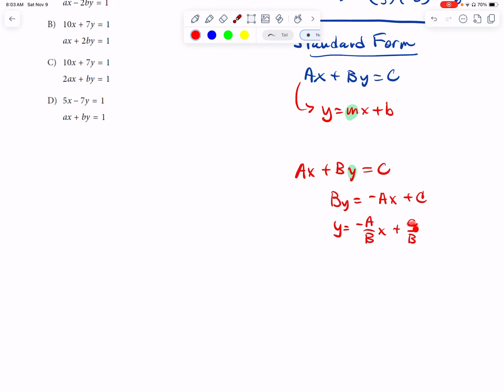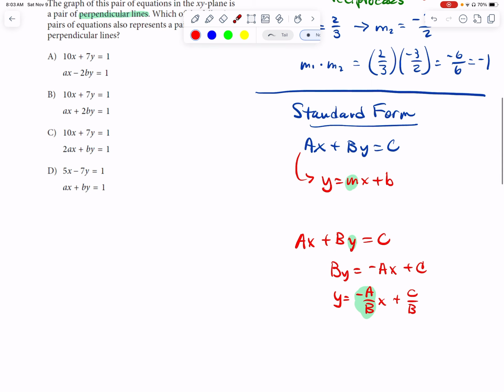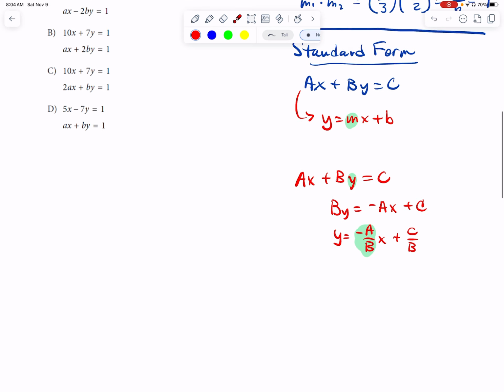And now we don't really care about this. This is the y-intercept. What we care about is our slope, and we've just revealed that slope to be negative a over b. Now, I'm not suggesting that you have this memorized: whenever I have standard form, the slope of it is negative a over b. But instead, notice how we got it. What we did is that we subtracted the ax term over, and then we divided by the b. It's that process. Subtract over the ax term, divide by the b. Whatever you have in front of your x, that's what's going to be the slope.